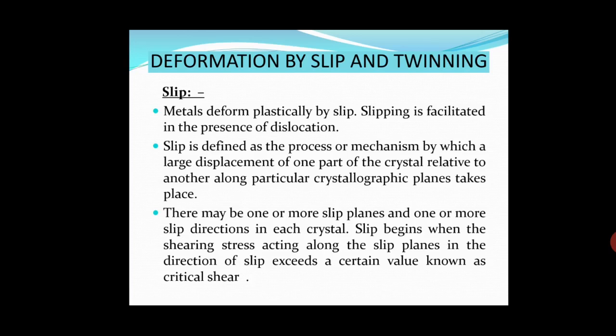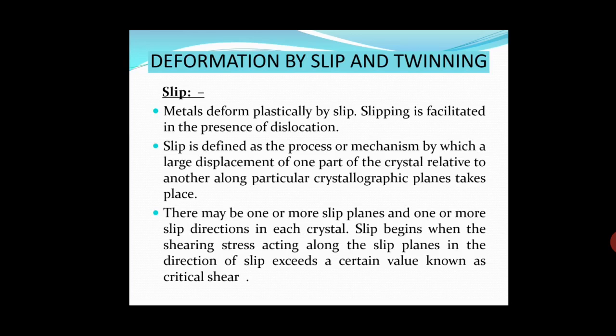Slip is a process where one layer is displaced relative to another along a particular plane, a crystallographic plane. So that plane is known as slip plane, and the phenomenon is known as slip. There may be one or more slip planes and one or more slip directions in each crystal. Slip begins when the shearing stress acting along the slip planes in the direction of slip exceeds a certain value known as critical shear. So slip is a process by which plastic deformation occurs.